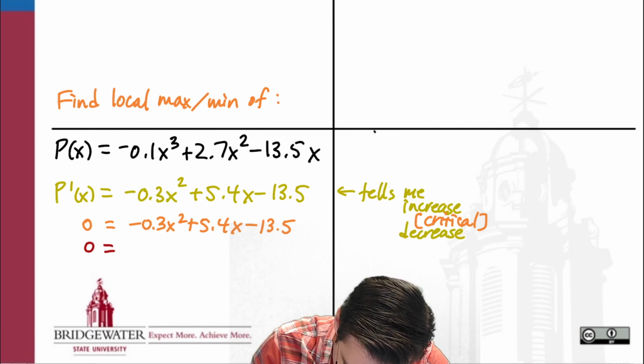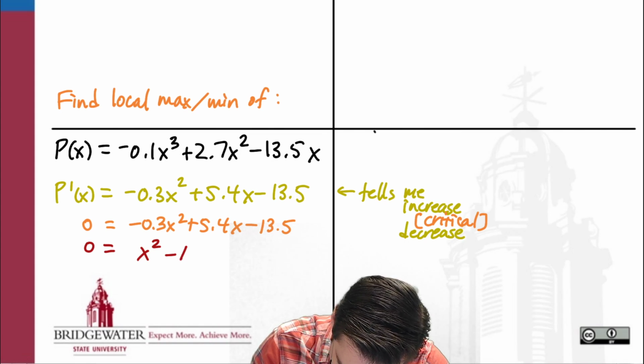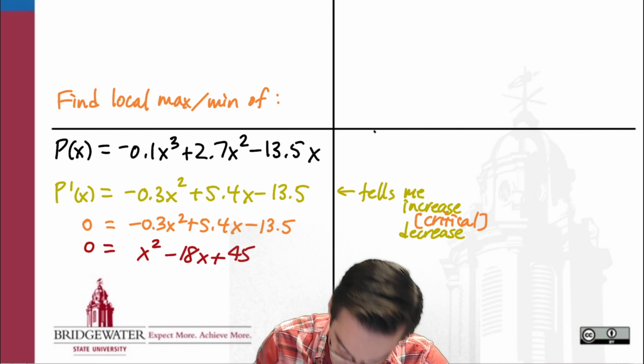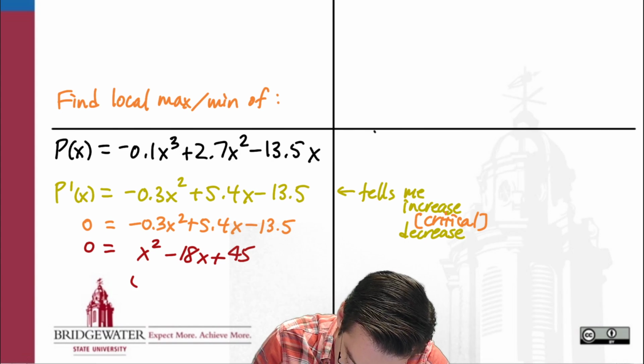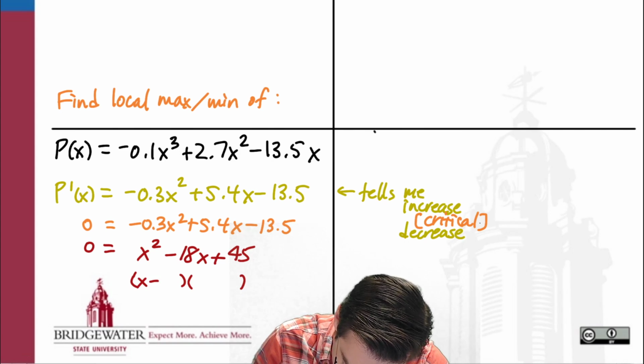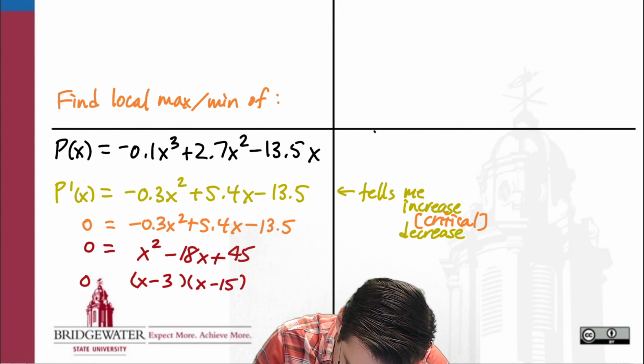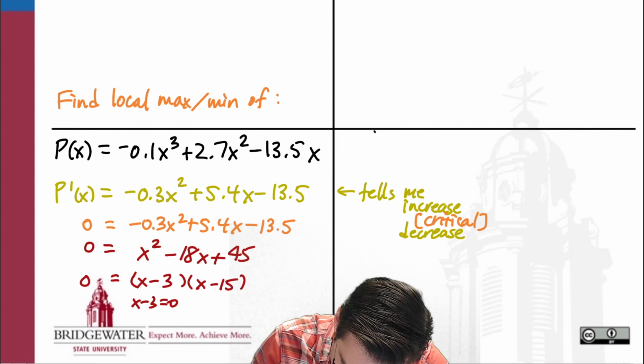Divide that all by 3, I'll get x squared minus 18x plus 45. So basically I'm just dividing everything by negative 0.3 to get from there to there. And then either use the quadratic formula, or, because I set up this problem so I could make it whatever I want, I would just have to factor x minus 3, x minus 15. And then when I solve that, x minus 3 equals 0 or x minus 15 equals 0. So either x equals 3 or x equals 15.